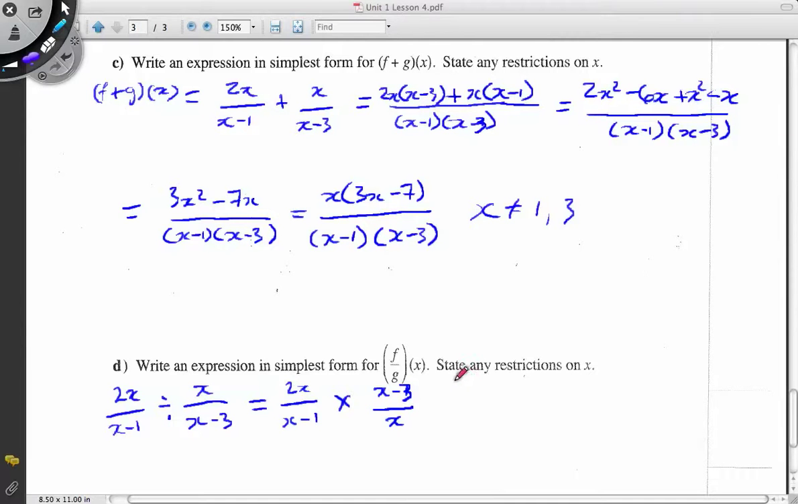Alright, now be careful, there's going to be the restriction here of x cannot be 1, x cannot be 3, but now notice what we have over here. This is a different denominator. That also cannot be 0, so x cannot be 0 as well. So we're going to have three restrictions. Why don't we just write that over here for now? x cannot equal 0, 1 or 3.